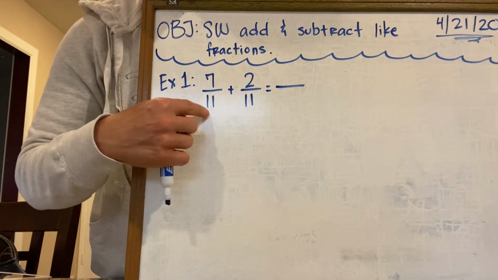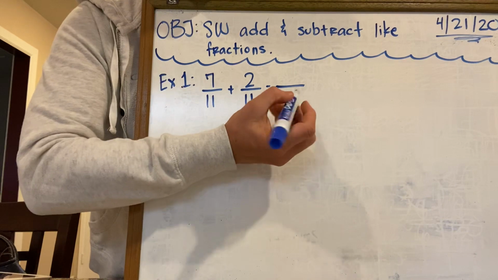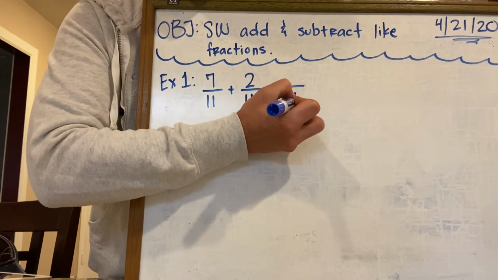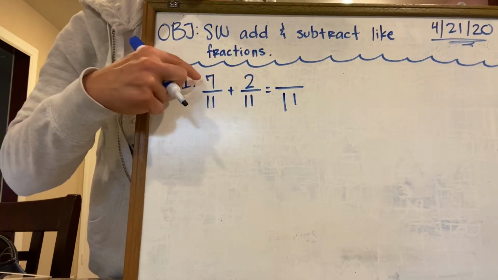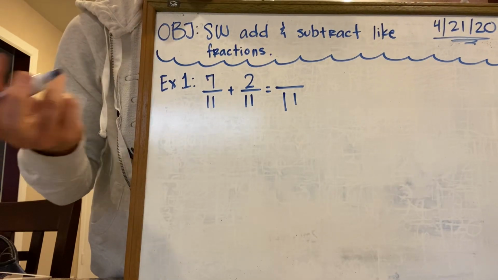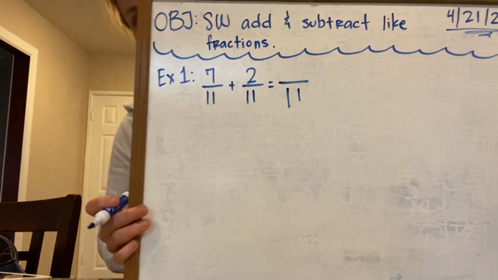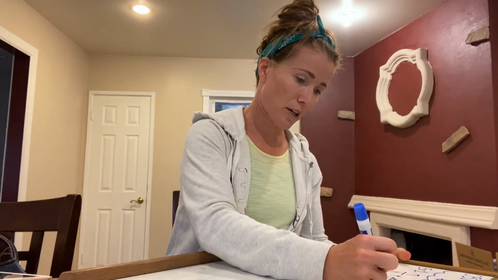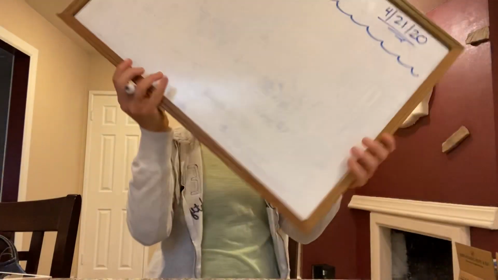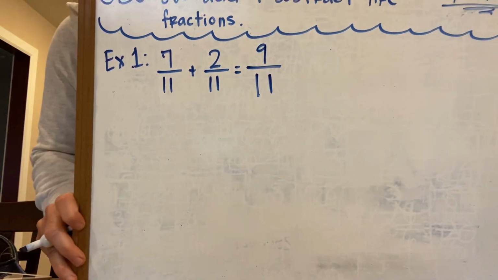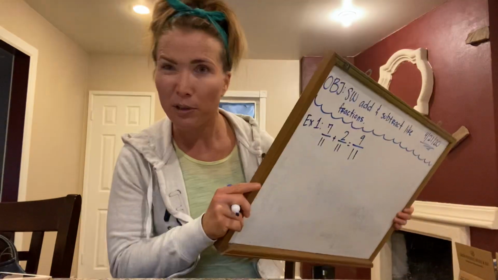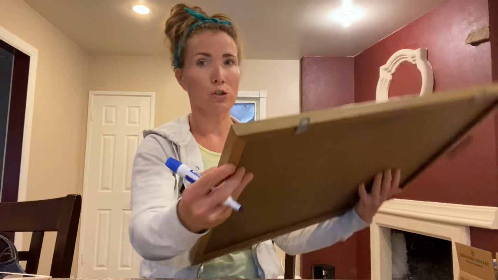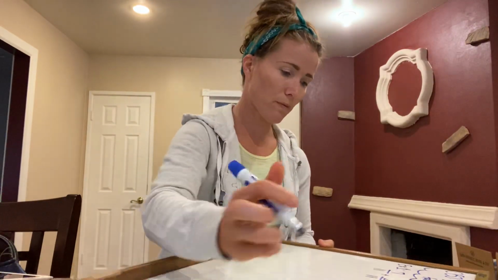So again, the denominators stay the same. In my answer, it's just gonna be 11 as the denominator, and across the top, I'm gonna add 7 plus 2, which is 9. I can't write it sideways and upside down, so I'm just gonna write it like this, 9/11. So there we go, 9/11. It's pretty easy, right? I'll do one more addition one, and then I'll do a subtraction one, okay?